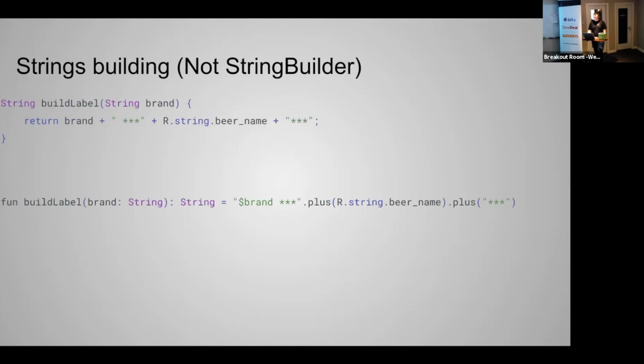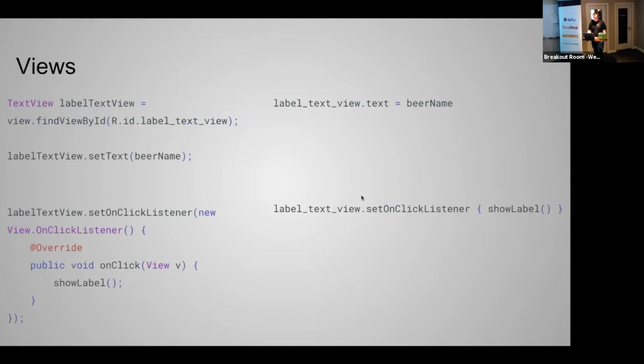Strings are a little bit easier. Obviously, you'd use string builders in Java, but this is just a basic example again. So in Java, you need to concatenate your strings. Kotlin, you do the same, only you can actually pass in the parameter in a very JavaScript-y, I think, way, which is kind of nice as well.